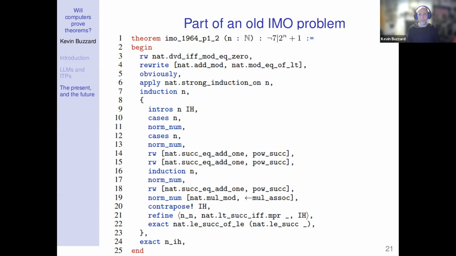is a Lean proof. And this is a Lean proof of half of an old IMO problem, part B of, I think it was part B of question 2 on the 1964 IMO, as I recall. And it says, prove that if n is a natural number, then 2 to the n plus 1 is never a multiple of 7.